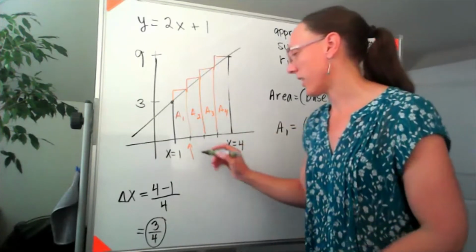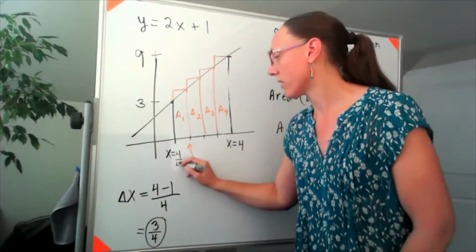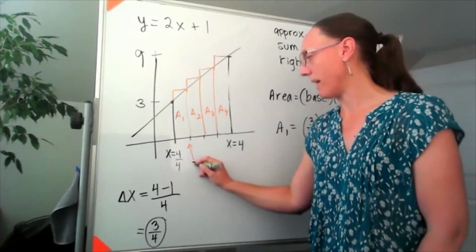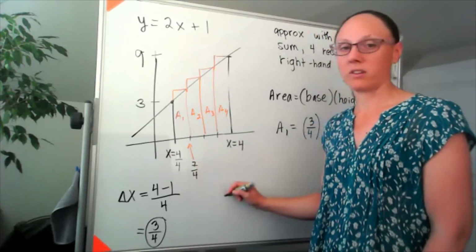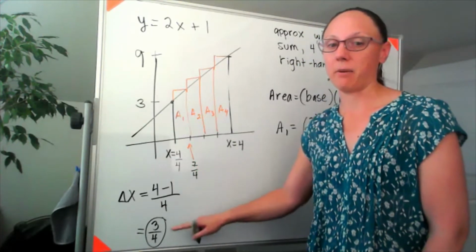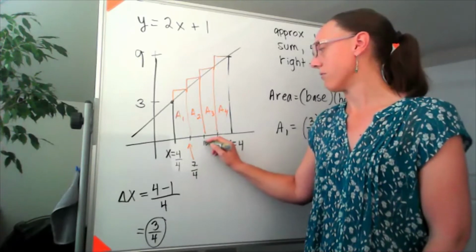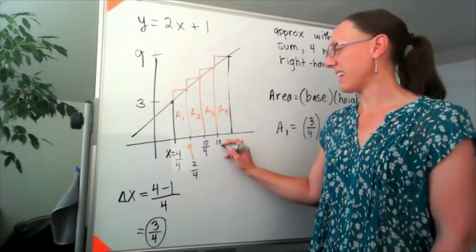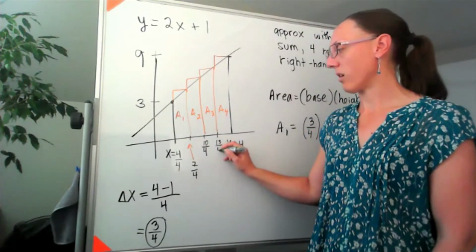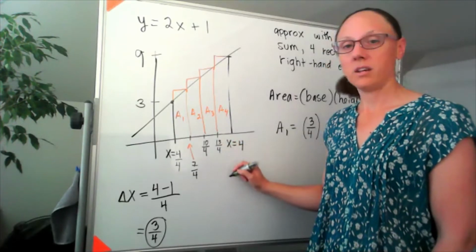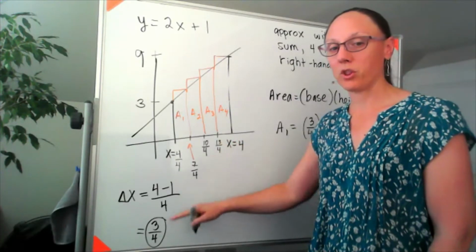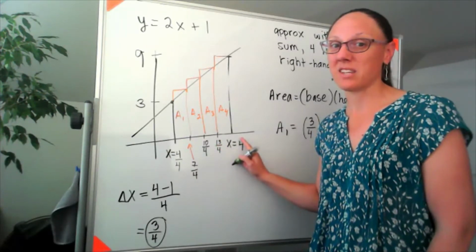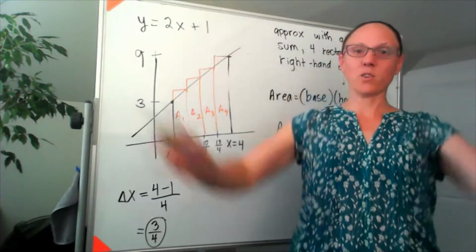So I could choose to think about that 1 as a 4/4, which means that when I moved over 3/4, I would be at 7/4. And then if I move another 3/4, I'll be at 10/4. And if I move another 3/4, I'll be at 13/4. And if I move 3 more fourths from 13/4, I get to 16/4, which is also known as 4. So it's going to work.